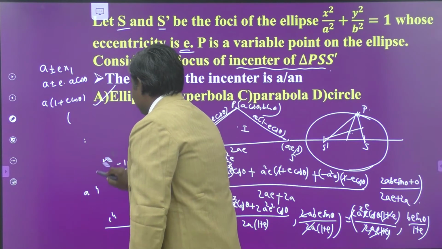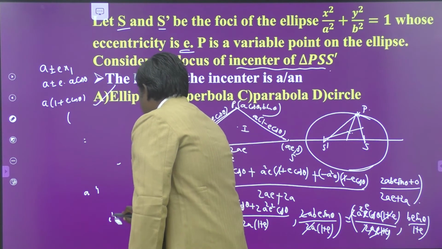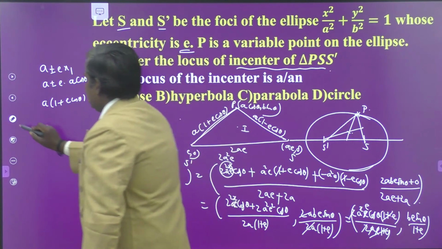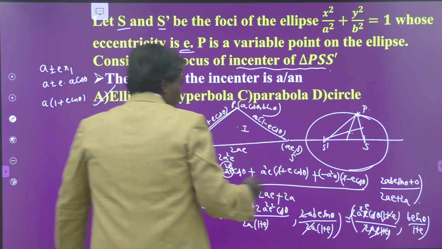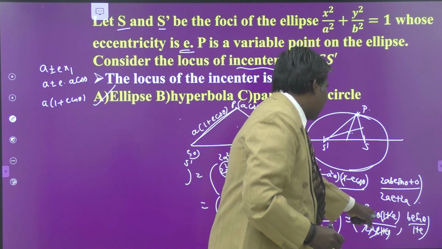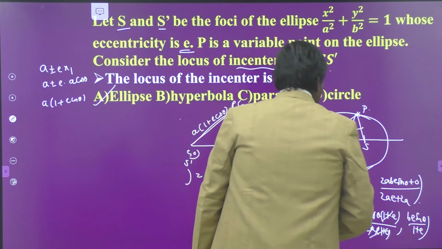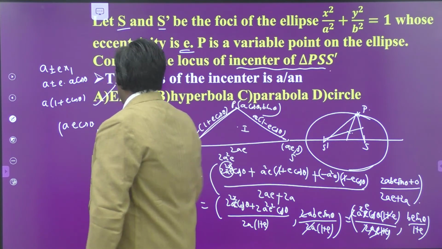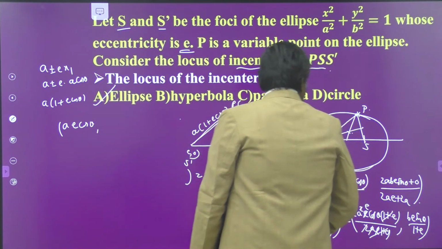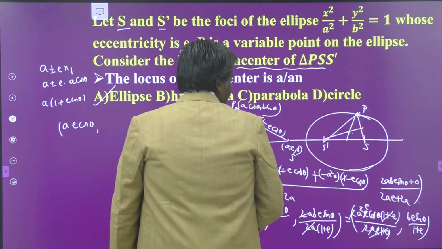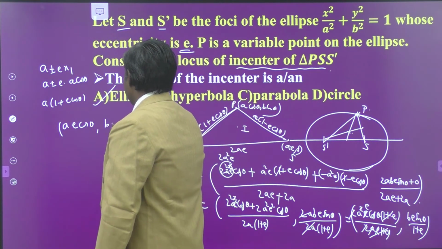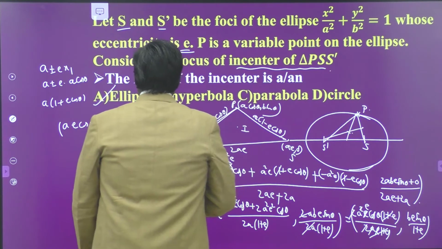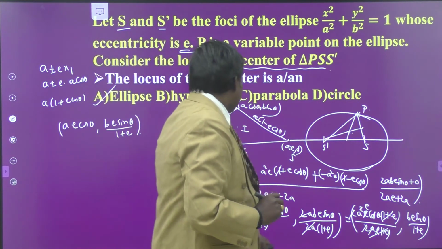So the calculation part, you have to be very careful while writing the points. So what is that? What we have: AE cos theta, comma, BE sin theta by 1 plus E. This is the thing.